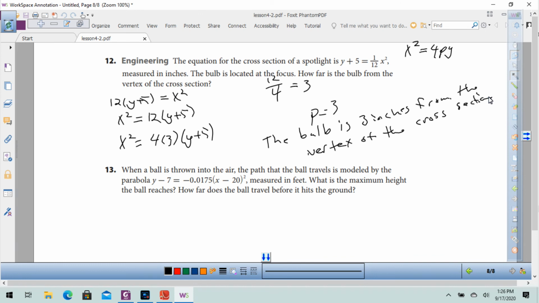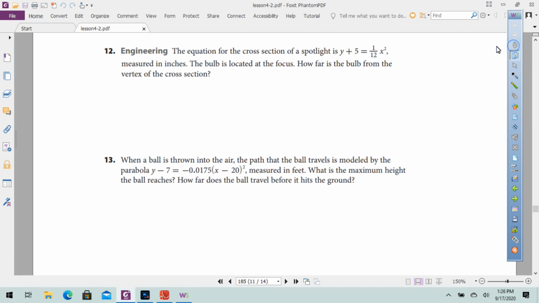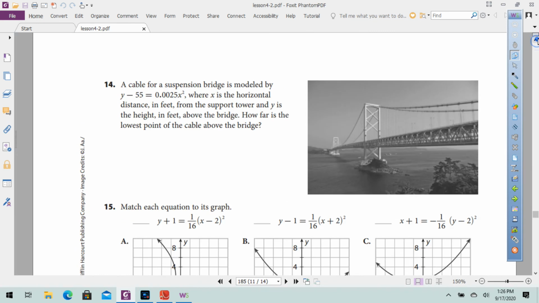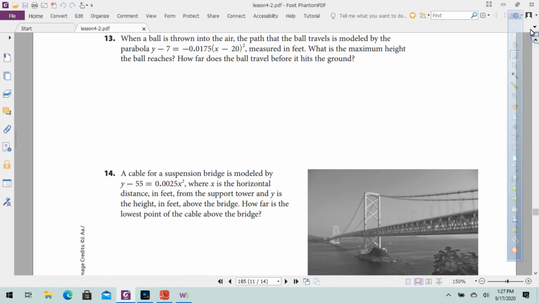Good. Number 13, when a ball is thrown into the air, the path the ball travels is modeled by the parabola y minus 7 equals negative 0.0175 times x minus 20 squared, measured in feet. What is the maximum height the ball reaches? How far does the ball travel?